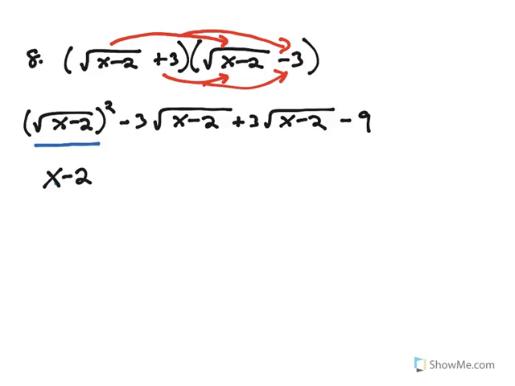And then you notice that minus 3 radical x minus 2 plus 3 radical x minus 2, these two terms cancel because they're the same. And then you just have minus 9. And that's going to simplify to x minus 2 minus 9, which is x minus 11, and therefore that is your final answer. Okay? So you just had to simplify a few things.